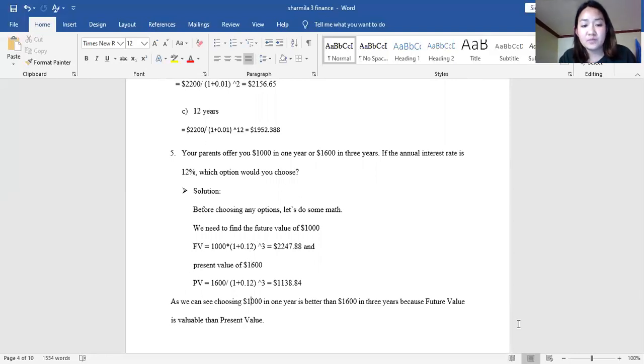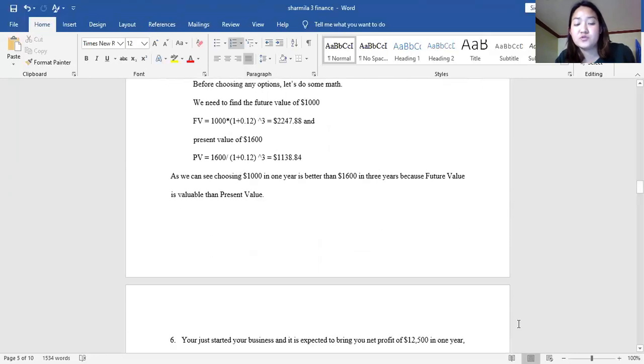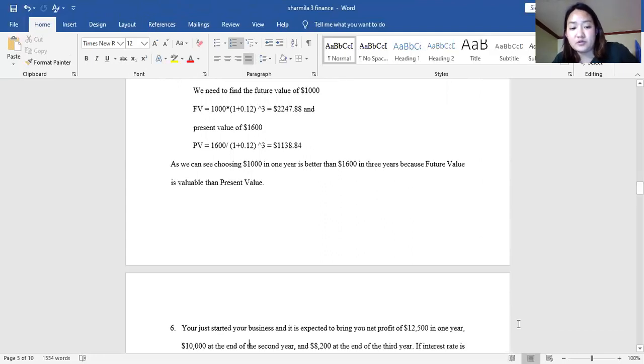$1,600. The present value is 1,600 divided by 1 plus 0.12 to the power 3, that is equal to $1,138.84. As we can see, choosing $1,000 in 1 year is better than $1,600 in 3 years, because future value is more valuable than present value.